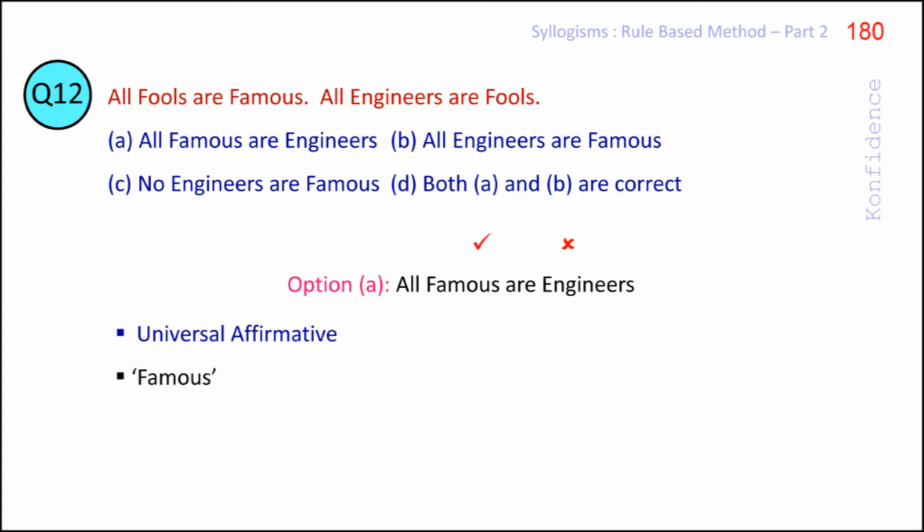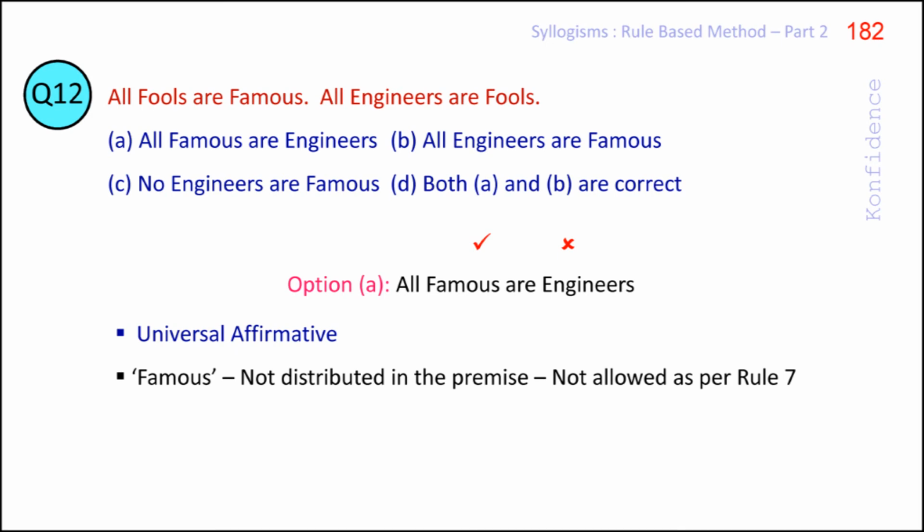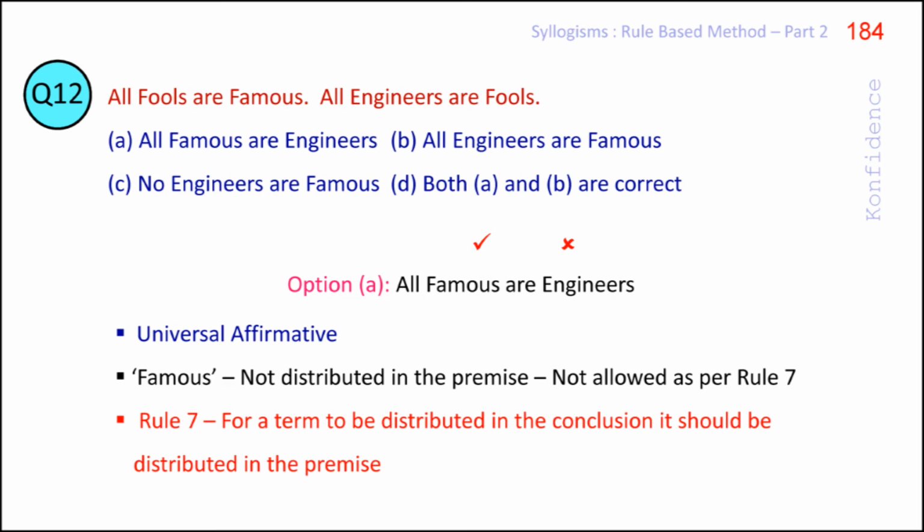Here, we find that the term famous is distributed in option A, which we are considering as a possible conclusion. However, the term famous is not distributed in the premise. This is not allowed as per rule number 7. The rule states that for a term to be distributed in the conclusion, it should be distributed in the premise. That is, only terms that are distributed in the premise can be distributed in the conclusion. So option A violates rule number 7 and hence is not the answer.